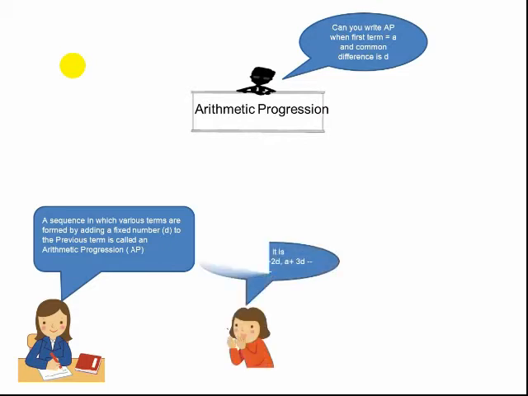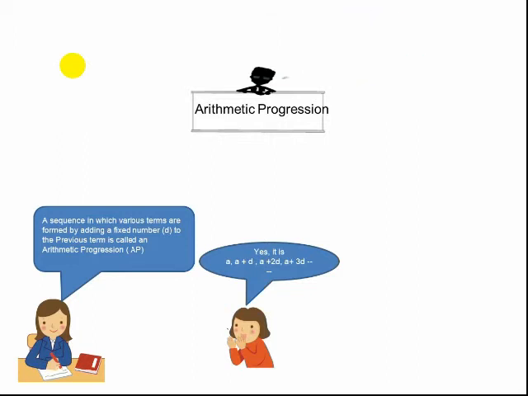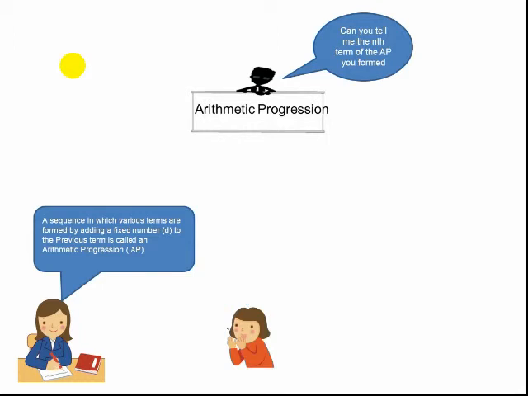It will be A, A plus D, A plus 2D, A plus 3D and so on. Then, can you tell me the nth term of the AP so formed? Yes, it is Tn, that is the nth term, is equal to A plus n minus 1 into D.